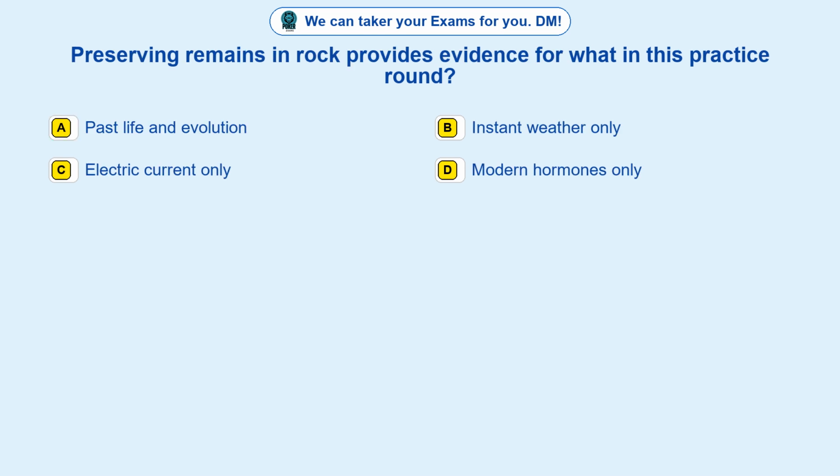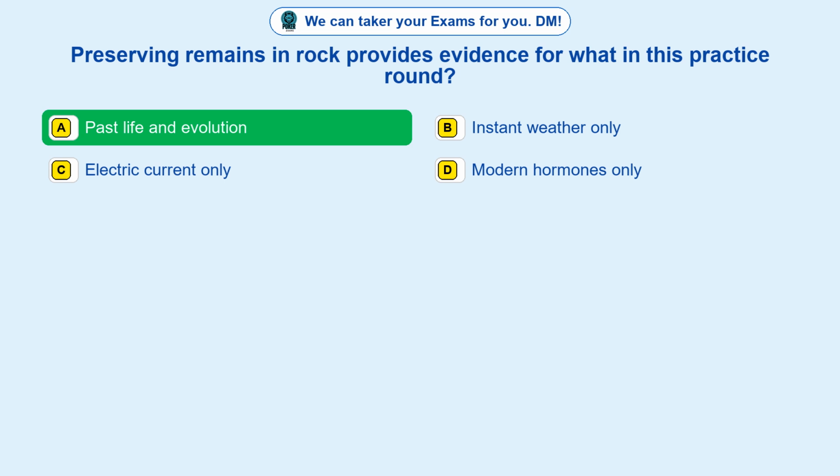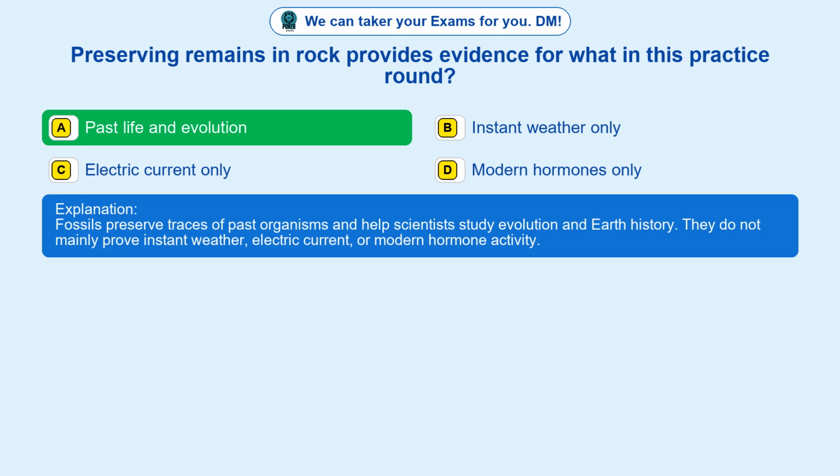Question 95. Preserving remains in rock provides evidence for what in this practice round? Option A, past life and evolution. Option B, instant weather only. Option C, electric current only. Option D, modern hormones only. The correct answer is option A. Past life and evolution. Fossils preserve traces of past organisms and help scientists study evolution and Earth history. They do not mainly prove instant weather, electric current, or modern hormone activity.